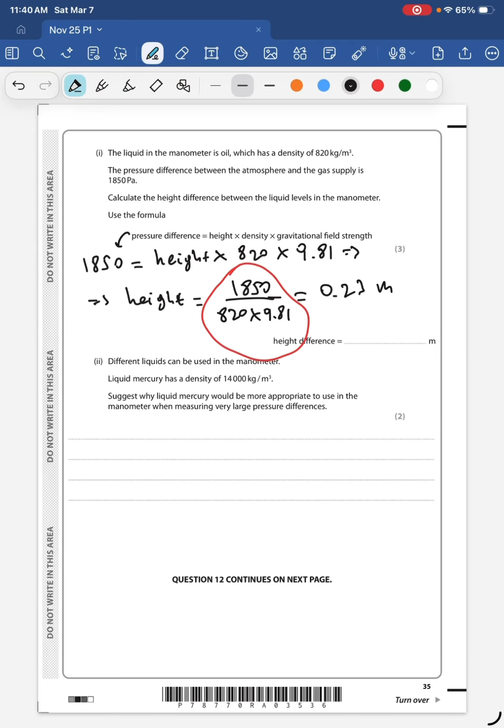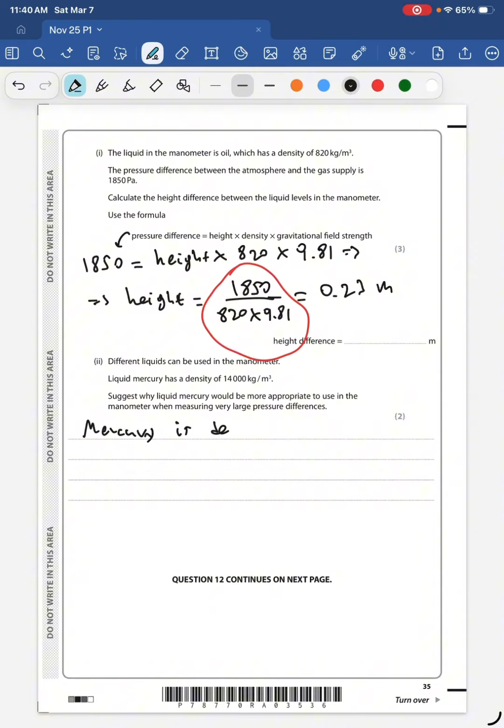And part 2, different liquids can be used in the manometer. Liquid mercury has a density of 14,000 kilograms per cubic meter. I think it's the densest liquid in nature. And it's a metal. So suggest why liquid mercury could be more appropriate to use in the manometer when measuring very large pressure differences. So mercury is denser.